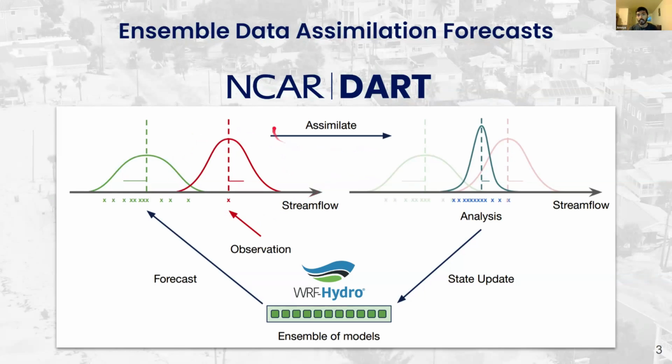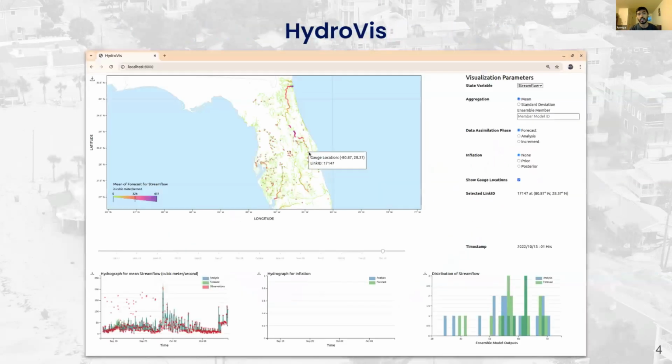And we assimilate or combine these 2 different sources of information to get a more refined estimate, also known as analysis. And in this way, we keep repeating this cycle again and again. And this process is not easy to understand or try in general. So what we did was we designed HydroVis. It's a decision support system, basically to visually understand flood forecasts and try flood forecasting models.